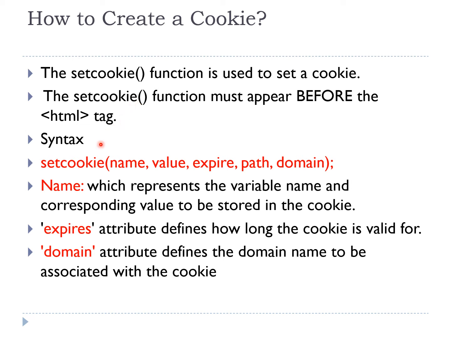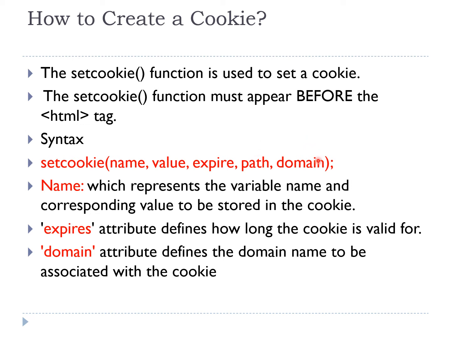Now let us see the syntax for the setcookie function. The basic syntax is setcookie. It takes the first argument as the name of the cookie. The second argument is the value that should be associated with the corresponding cookie name. The third argument is the expiry date of the cookie. And the fourth argument is the path, a URL with which this particular cookie is associated.